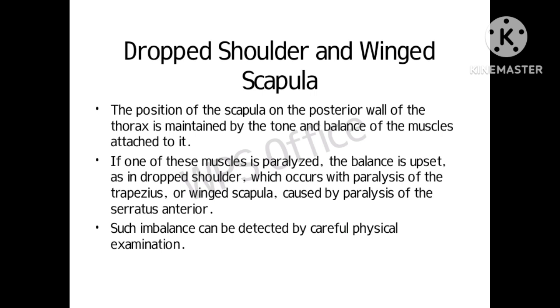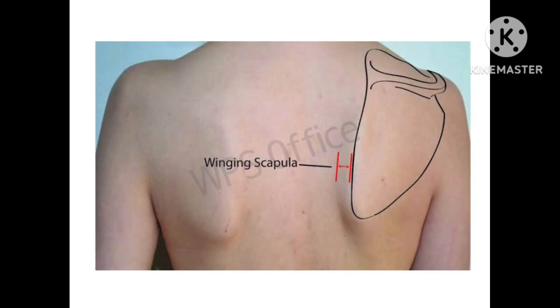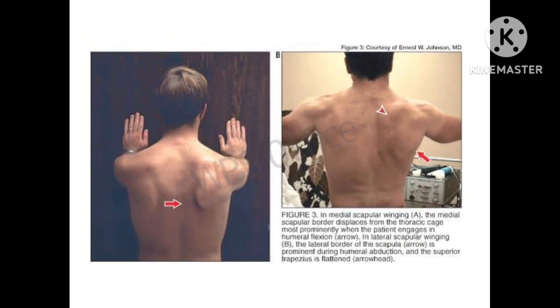The position of the scapula on the posterior wall of the thorax is maintained by the tone and balance of the muscles attached to it. If one of these muscles is paralyzed, the balance is upset, as in drop shoulder, which occurs with paralysis of the trapezius, or wing scapula, caused by paralysis of the serratus anterior. Such imbalance can be detected by careful physical examination.